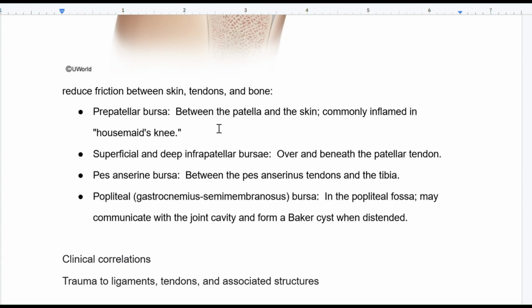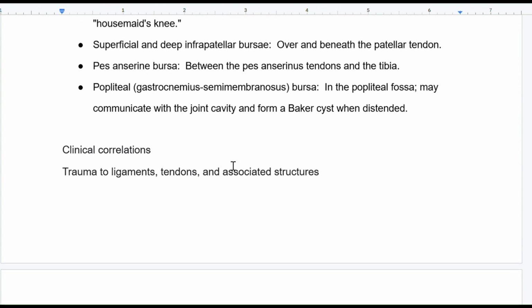Prepatellar bursa. So the prepatellar bursa is between the patella and the skin, commonly inflamed in housemaid's knee. The superficial and deep infrapatellar bursae are over and beneath the patellar tendon. The pes anserine bursa is between the pes anserinus tendons and the tibia. The popliteal or gastrocnemius semimembranosus bursa is in the popliteal fossa and may communicate with the joint cavity and form a Baker cyst when distended.